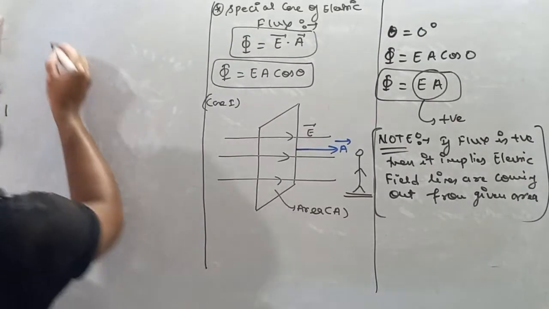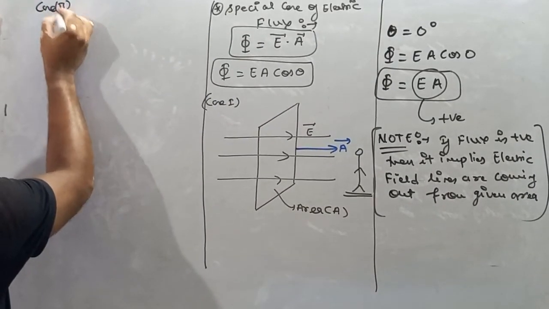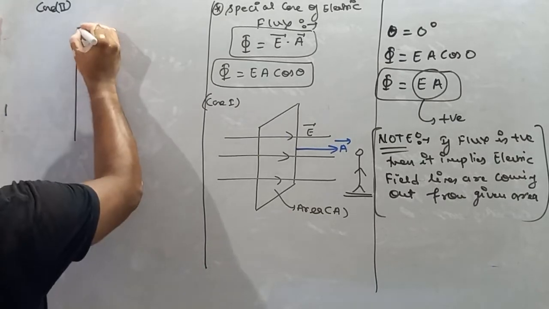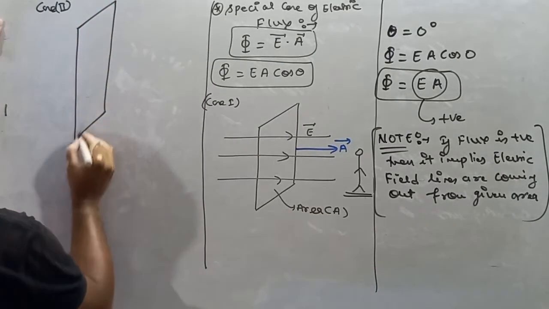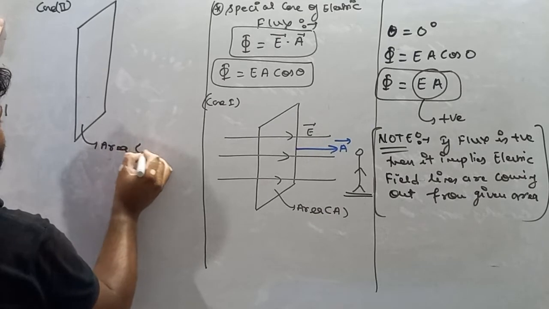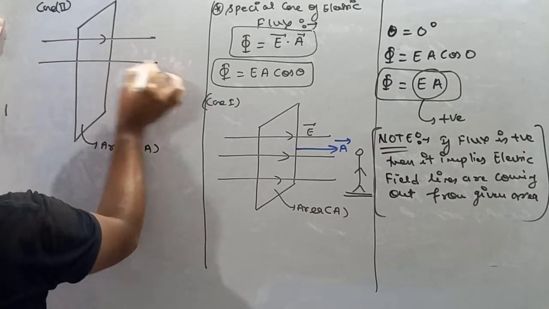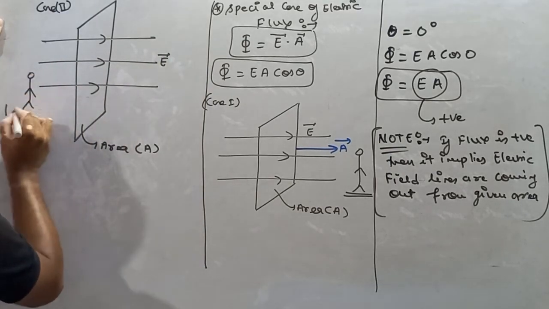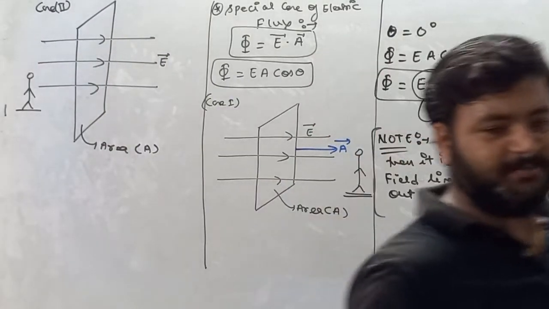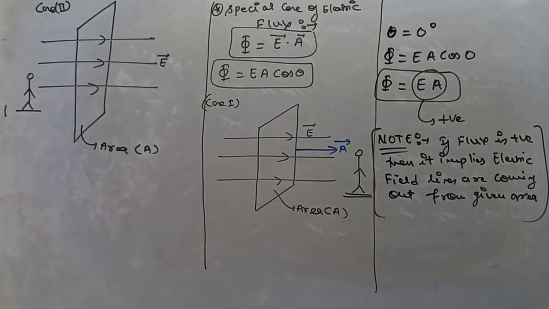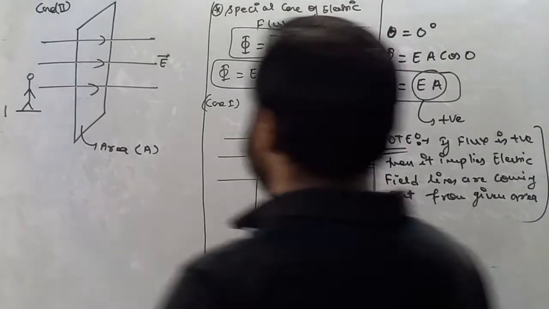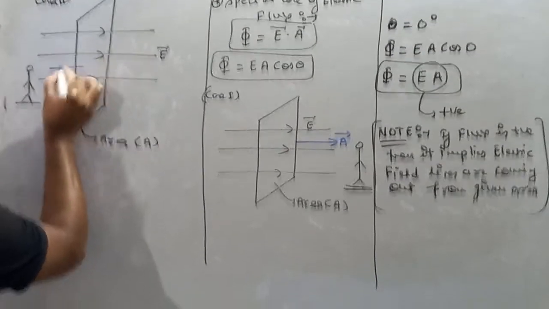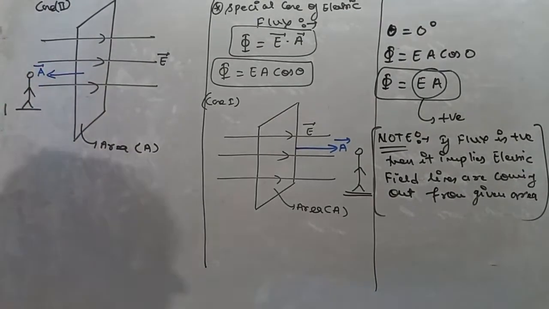Similarly, moving to case 2, let's suppose we have an area A here and electric lines of force are going like this. Now observer is present in this direction. We know that for any area, its area vector is always towards the observer. So I'll make the area vector of this situation. It is like this. This is your area vector, A vector.